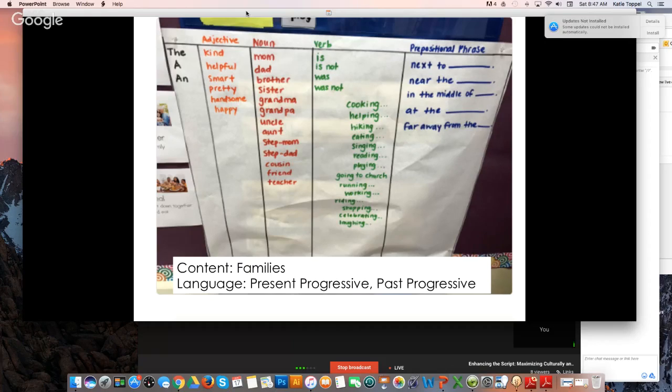This is something that students can practice when they come into the classroom in any downtime. We make mini books, so it's not detracting from the content that was in the text, but it's giving them that additional push for language. The kind mom is cooking in the middle of the kitchen. The smart grandpa was not eating near the fireplace, whatever it might be, but it's bringing in those elements of their families.